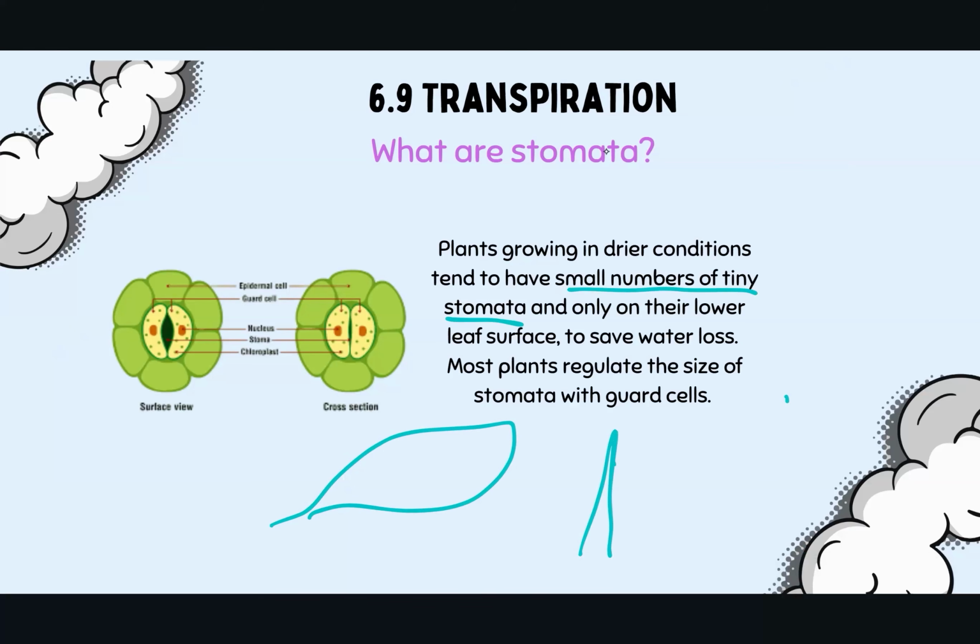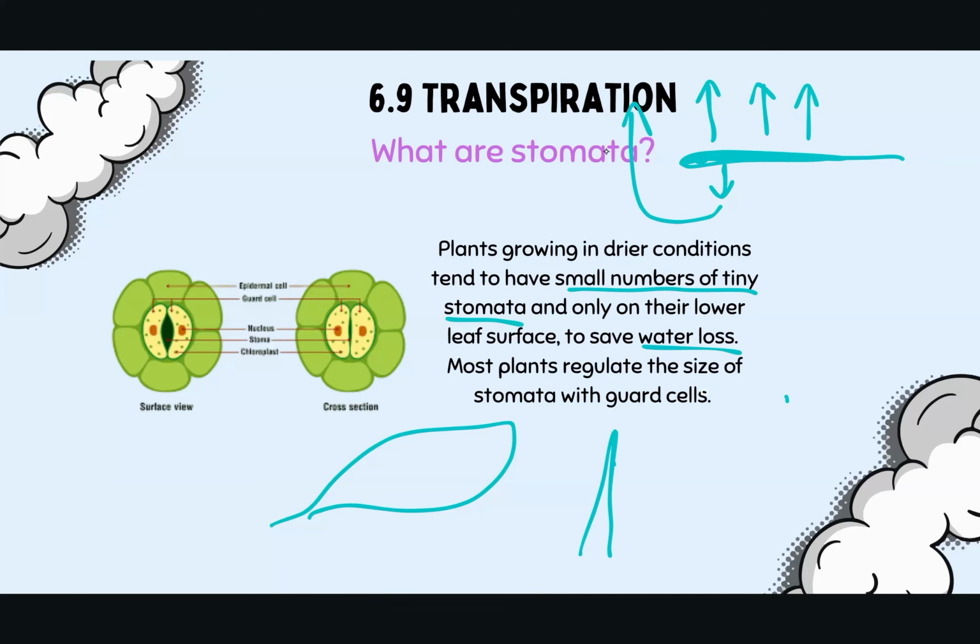Other plants just have less stomata and only on the lower surface. Because if something's going to osmose, let's say that's the side view of a leaf, then if your stomata are on the top, things diffuse upwards. But if it's at the bottom, it's less likely the water will diffuse out and make its way up again like that. So it makes sense for it to be on the bottom, because it saves water loss.